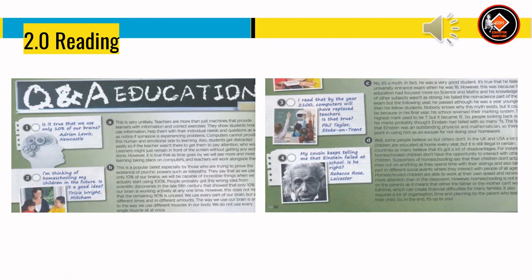3. I read that by the year 2100, computers will have replaced teachers. Is that true? Phil Taylor, Stoke-on-Trent. 4. My cousin keeps telling me that Einstein failed at school. Is he right? Rebecca Rose, Leicester.